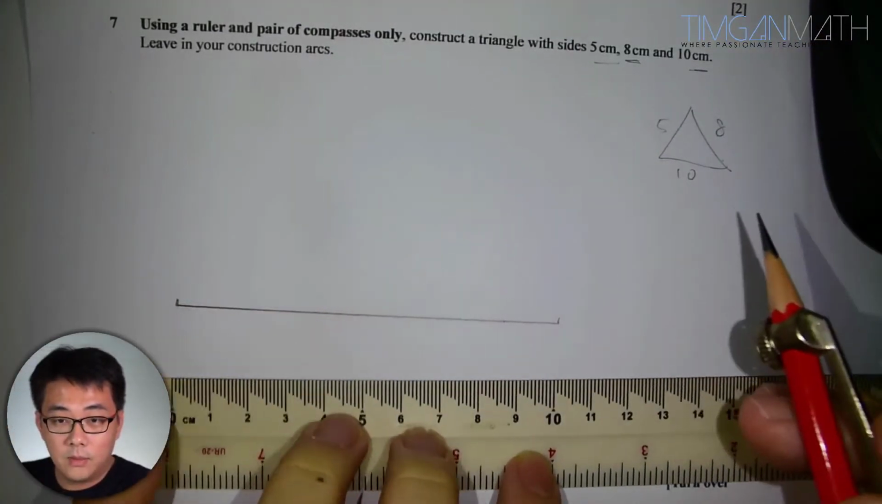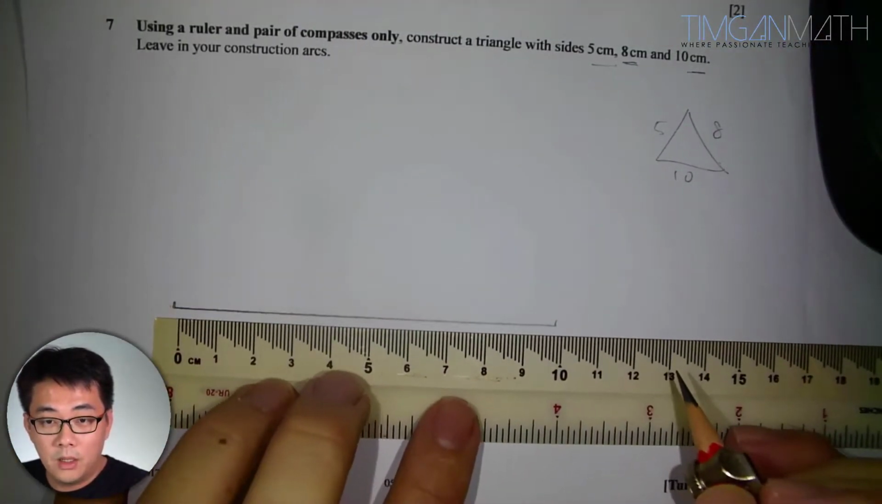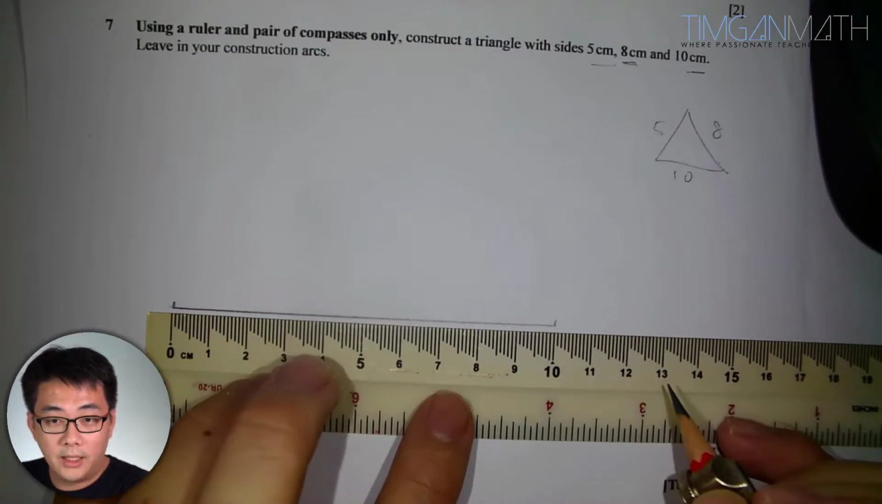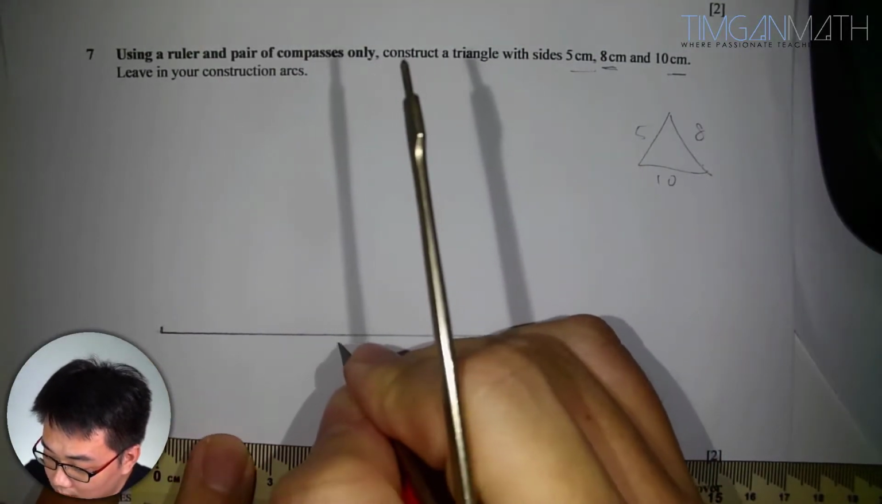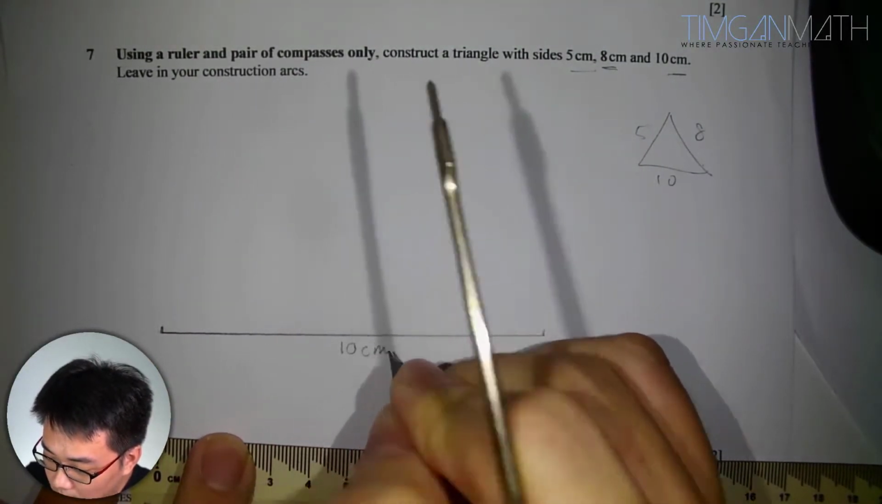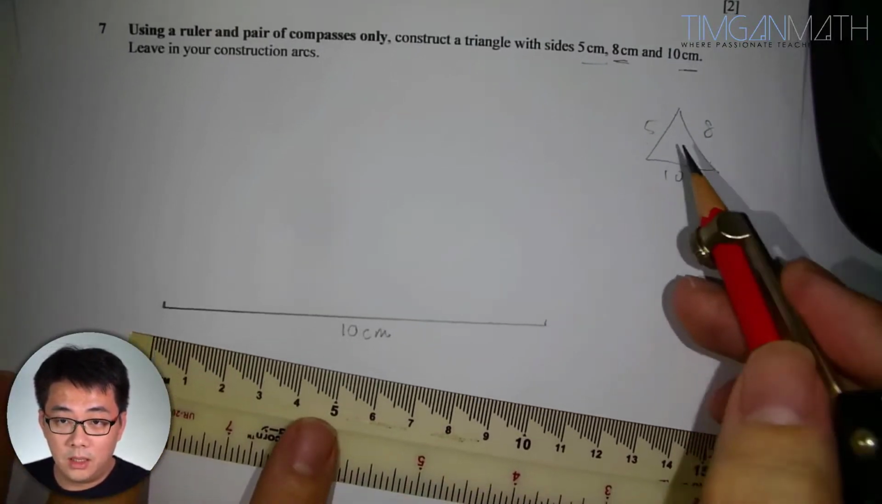You just mark it, right? Mark it, make sure it's 10 cm. There you go. I think so. So this is 10 cm. So just label this as 10 cm here. That's okay. Now the next thing is you need an 8 cm.